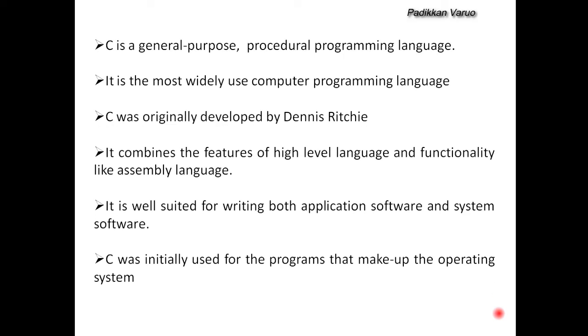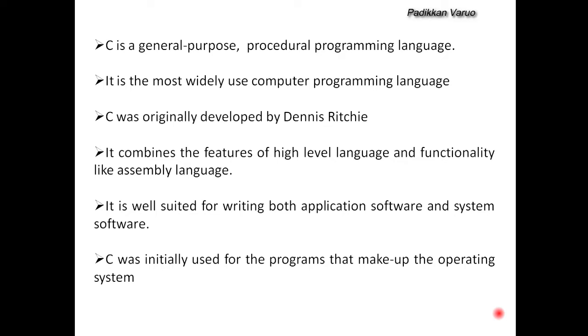C is a general purpose and procedural programming language. So what do you mean by a general purpose programming language? It is a programming language designed to be used for writing software in the widest variety of application domains. So this is called a general purpose programming language. C belongs to that. Then it is one of the most widely used computer programming languages today.